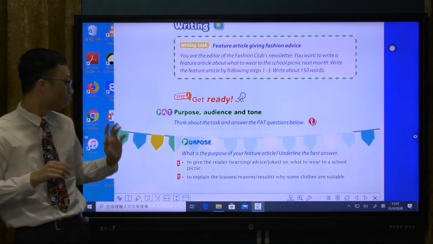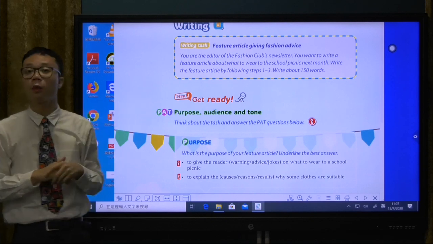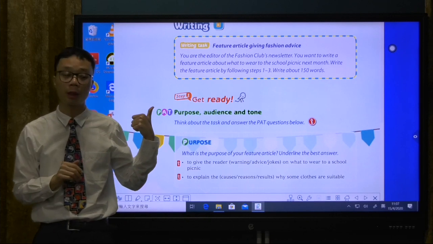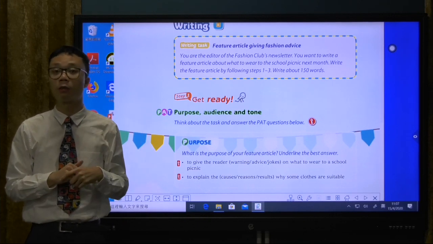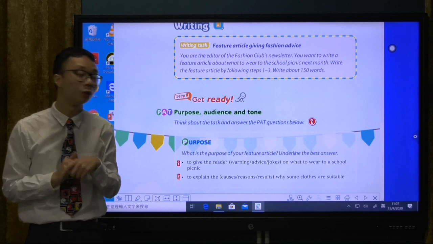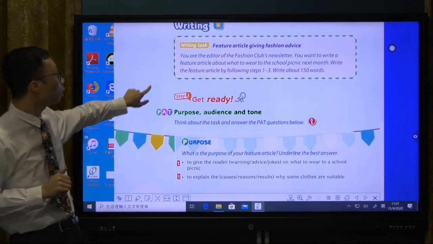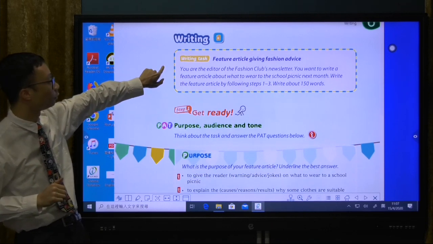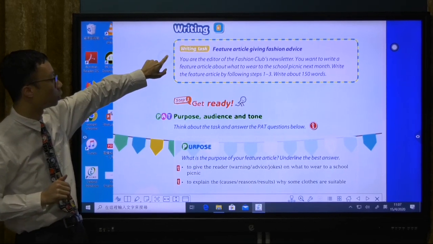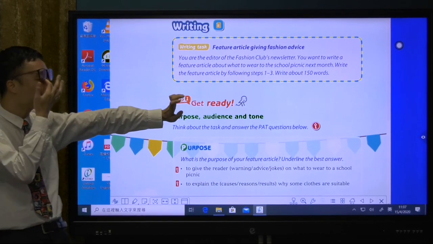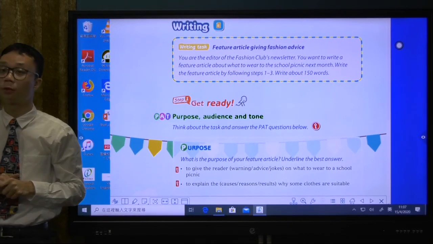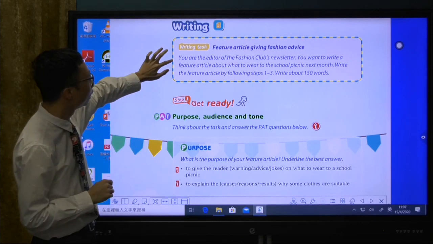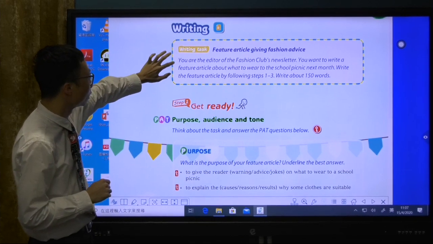All right, so today we are going to do an exercise on page 53 to page 57. It is the writing on unit six. Let's just read it together and figure out what our task is today. Let's open your book, page 53. Together, let's read the task.